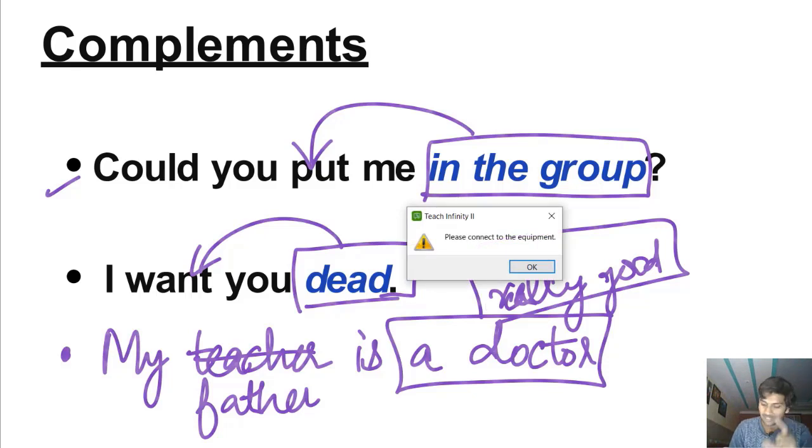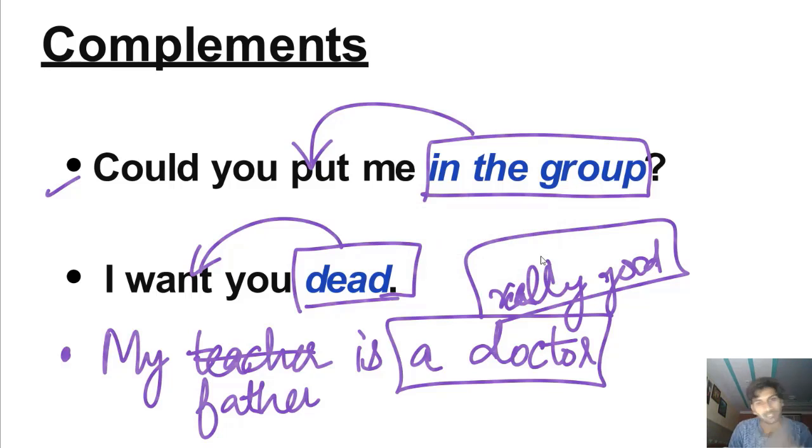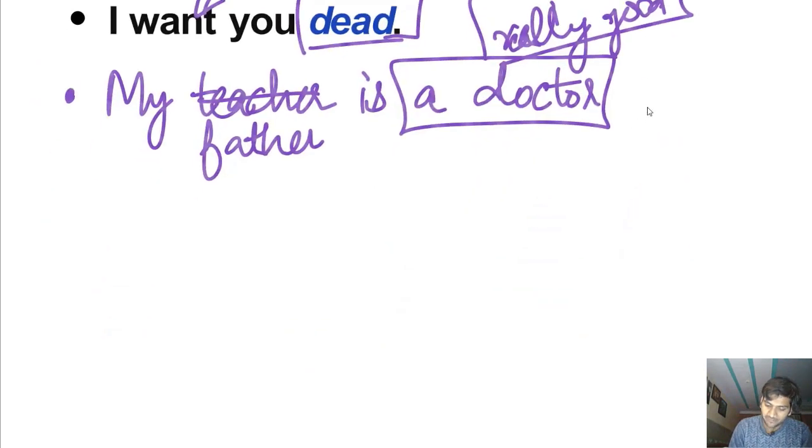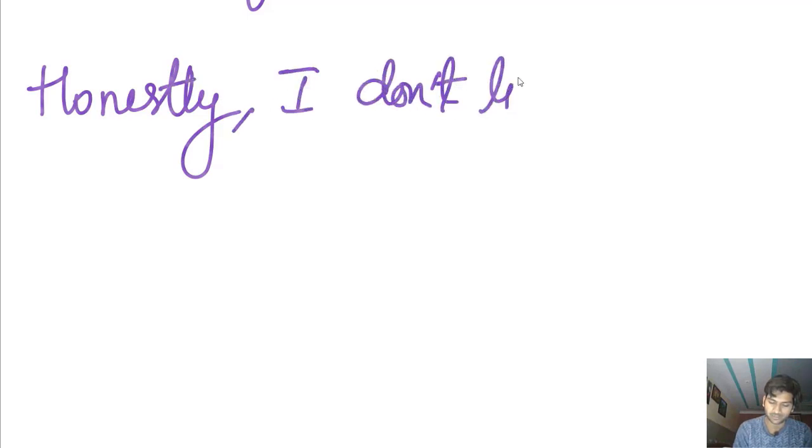Now, two important things to note. An adjunct is generally an adverb but can be an adjective. Second thing, which I'll show you, if you have a frontal adjunct, a frontal adverb, that means it comes at the beginning of a sentence, you have to use a comma after it, right? Like honestly, I don't like you. Honestly, comma, I don't like you, right?